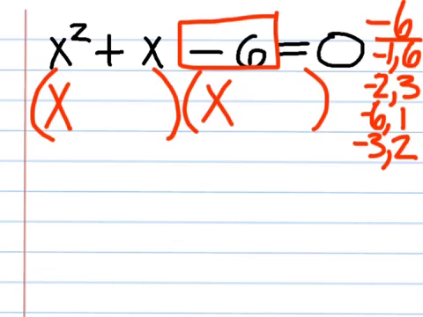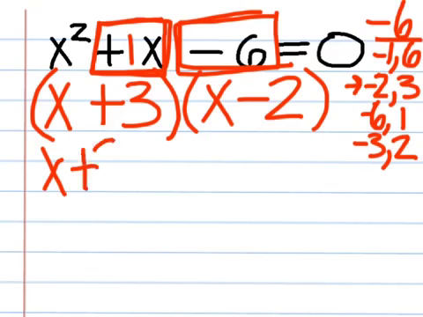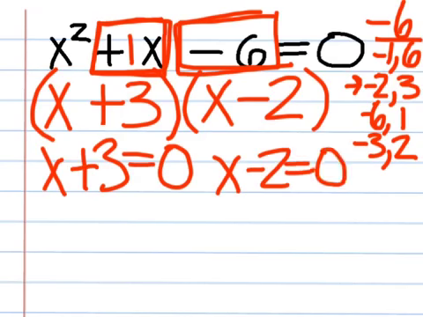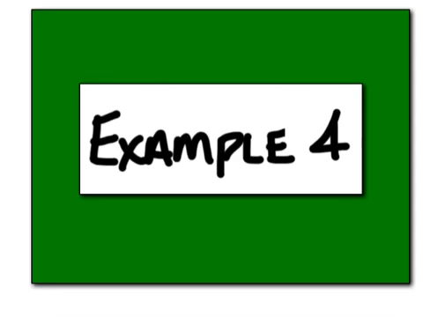Which one of these sets of factors can we add together to get positive 1? Remember, if there isn't a number in front of the x, that coefficient is 1. Negative 2 and positive 3. They're going to add together to give us our positive 1 for the coefficient in front of our x, and they're going to multiply to give us negative 6. We set these equal to 0: x plus 3 equals 0, and x minus 2 equals 0. Our answer should be x equals negative 3 and x equals positive 2.